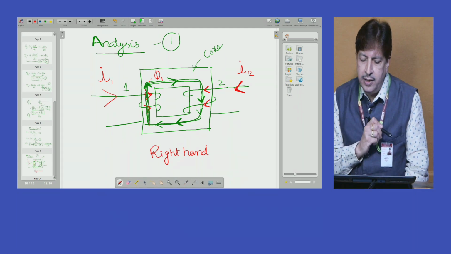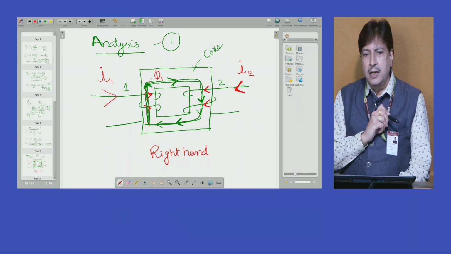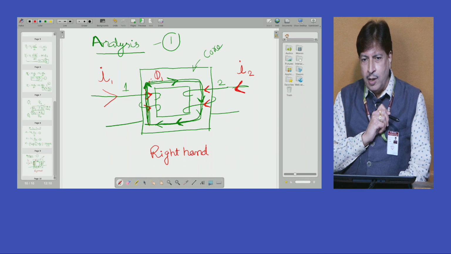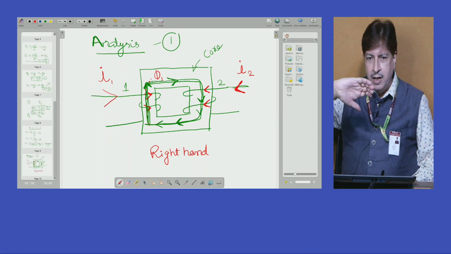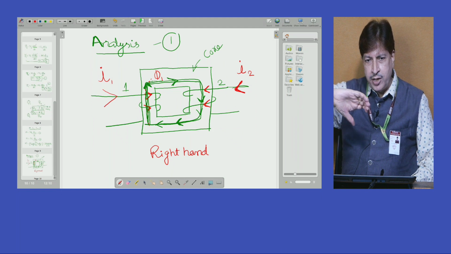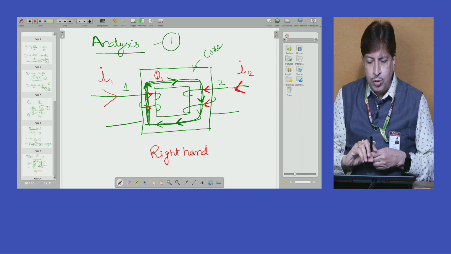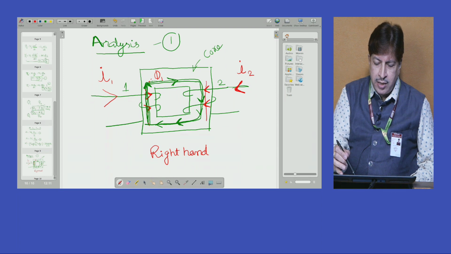Again, I am applying the right hand gripping rule to coil number 2. When I do this, my right hand fingers are enclosed in the direction of current, and the projected thumb is giving the direction of flux. Hence, which direction do I need to mark the flux in coil number 2? Obviously, that direction of the flux is downwards.